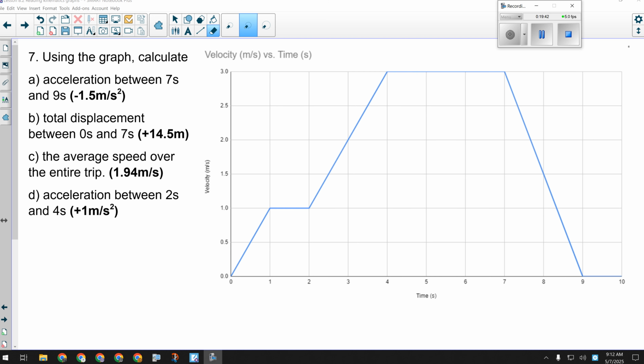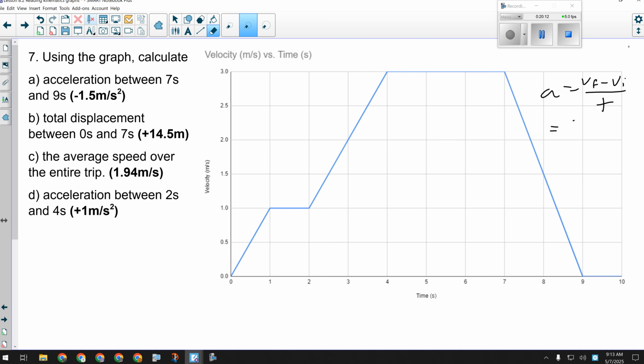Because I thought it would have been negative 3.0. But it happens over how much time? It happens over 2 seconds. So look at it this way: what's the formula for acceleration? Final velocity minus initial velocity divided by time. That's where the 2 comes from. That's why it's 1.5.